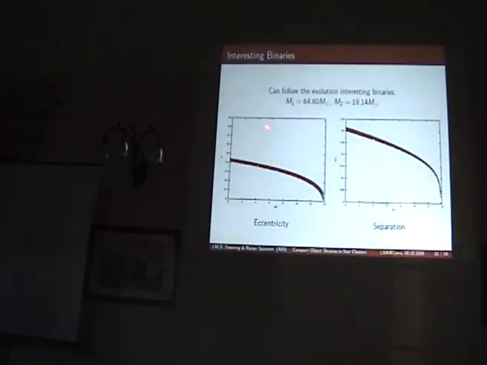So this is a particularly interesting binary because it's two very massive black holes, 64 solar masses and 19 solar masses. This is the eccentricity as a function of time as we evolve it. So it actually starts out at a reasonable eccentricity and eventually spirals into an eccentricity of 0 or close to, but not before a fairly long period of evolution. And this is still just in the last few years of its evolution. So these things can maintain reasonable eccentricities for quite some time.